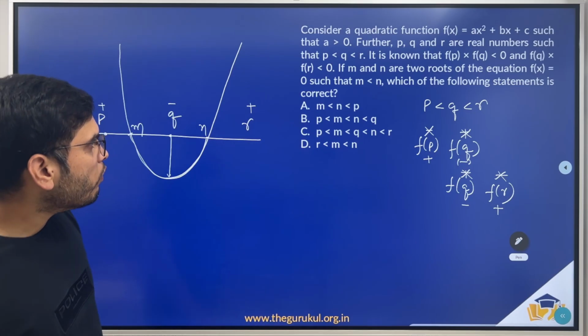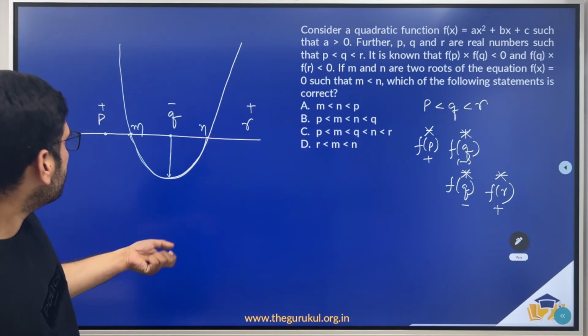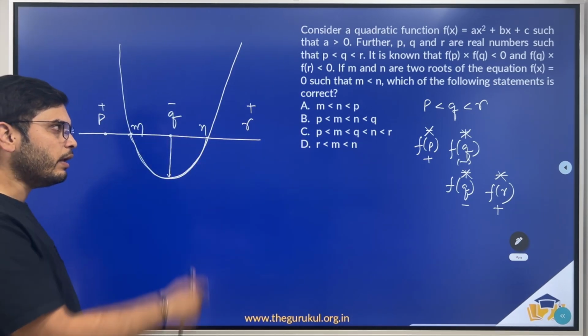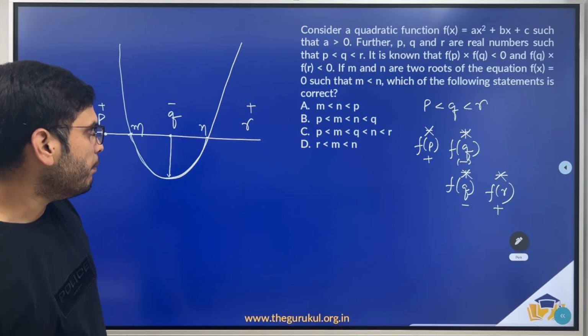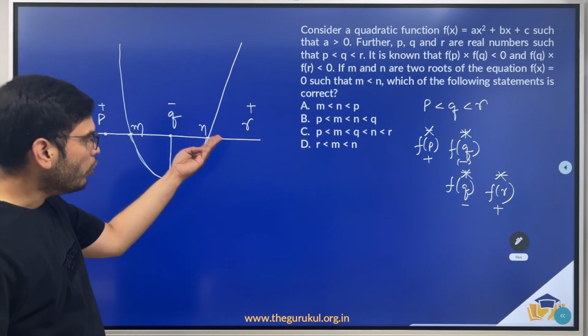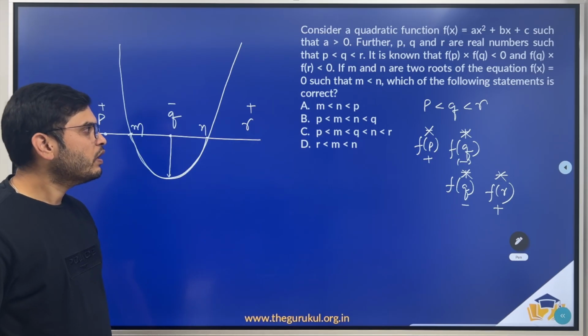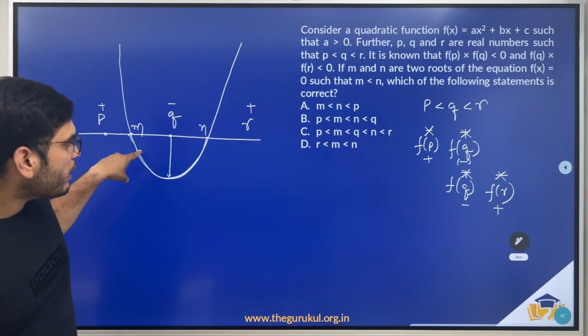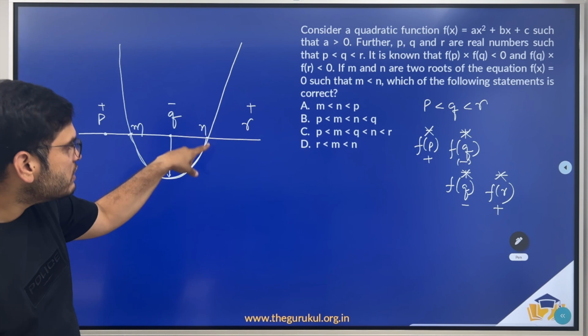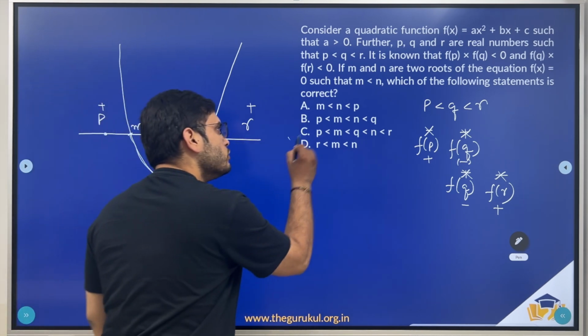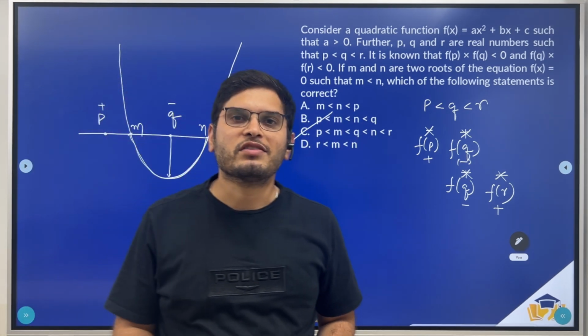Now let's look at the given options. M less than n less than p? No, p is less than m. P less than m less than n less than q? No, q should be less than n. Option C: p is less than m, which is less than q, which is less than n, which is less than r. So option C should be the answer to this question.